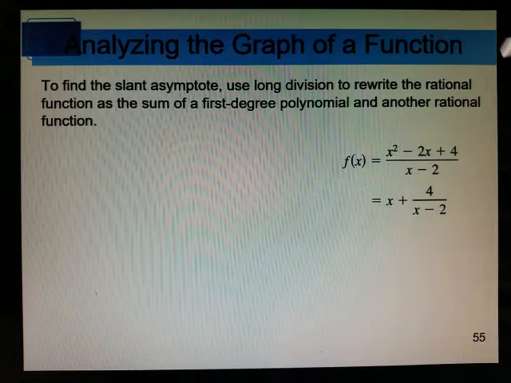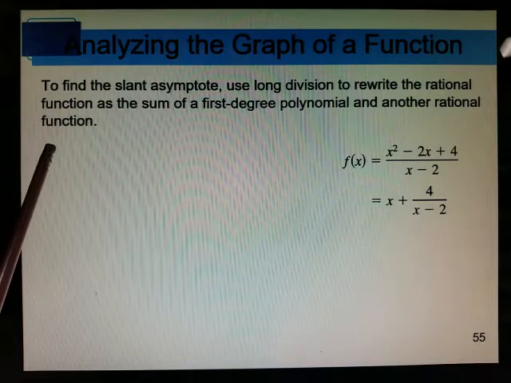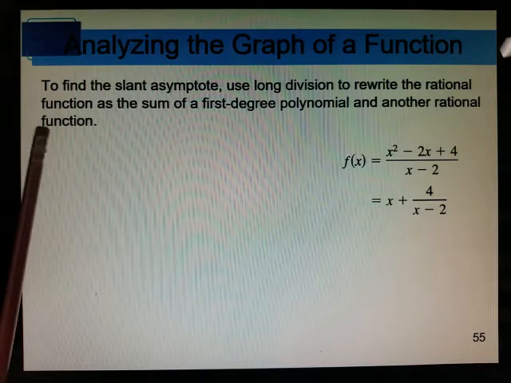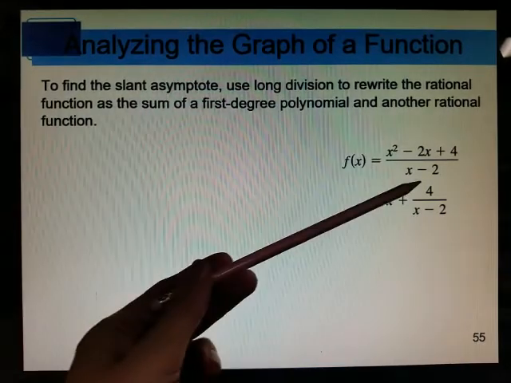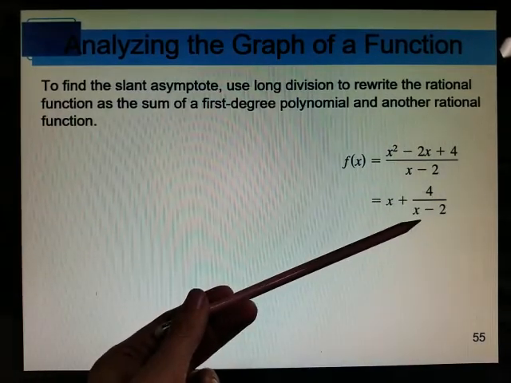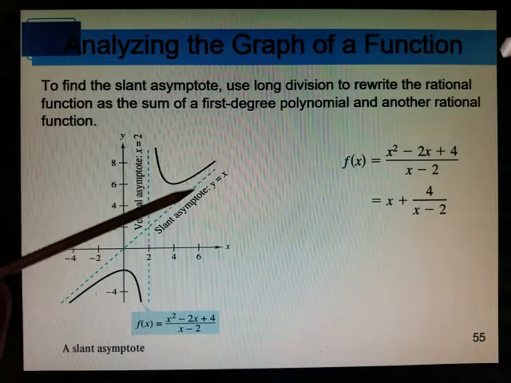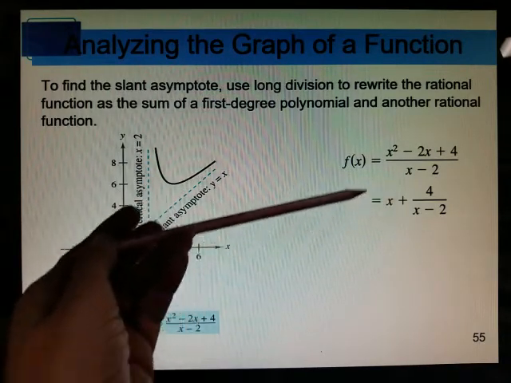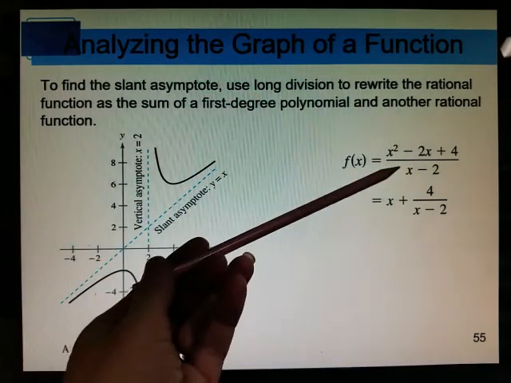All right, so to find a slant asymptote of a function, we would use long division to rewrite the rational function as the sum of a first degree polynomial and another rational function. Now, in this situation, I actually could have done synthetic division. If you're weak with that, ask me, and I will remind you how to do that. So with synthetic division, I would have ended up with y equals x plus the remainder of 4 over x minus 2. So here would be the slant asymptote of y equals x. That's the oblique asymptote, y equals x. Okay. You have a vertical asymptote of x equals 2.